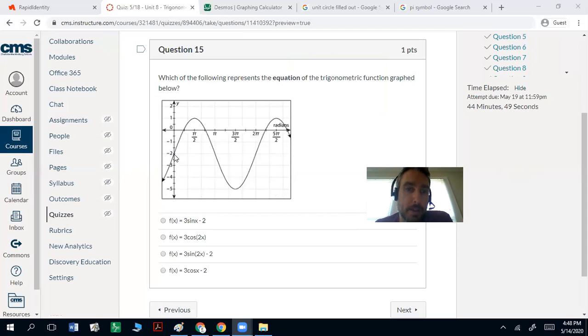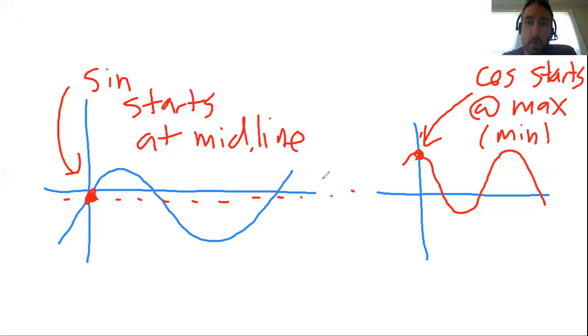So at the y-axis, you'll notice that this is right in the middle of the highest and lowest value. Well, that's an indication that that's a sine and not a cosine, because any sine function is going to start right at the midline, whereas the cosine will start at the max or the min, depending on if it starts with a positive or negative. So we can rule out the cosine ones because this one definitely starts at the midline.